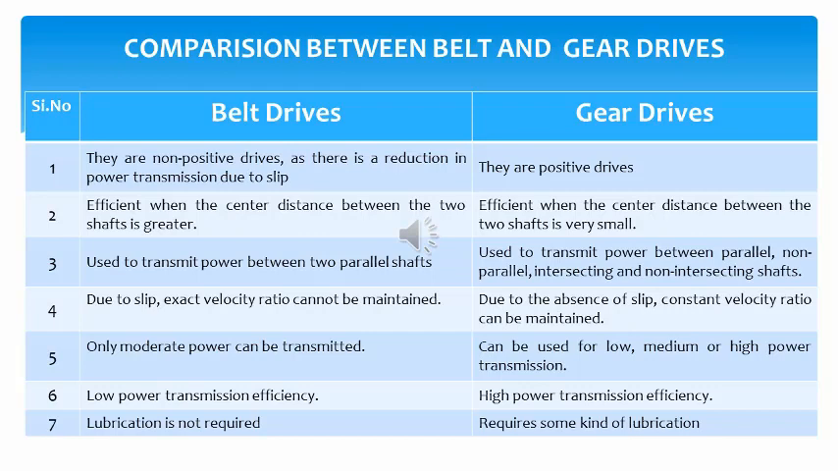In belt drives, due to slip, exact velocity ratio cannot be maintained, whereas in gears, due to the absence of slip, constant velocity ratio can be maintained. Belt drives are used for moderate power transmission, whereas gear drives can be used for low power transmission, medium power transmission and high power transmission. Only for low power transmission is efficiency better in belt drive. High power transmission efficiency is better in gear drives. Lubrication is not required for belt drives, but for gear drives lubrication is required. It is very necessary to provide lubrication.